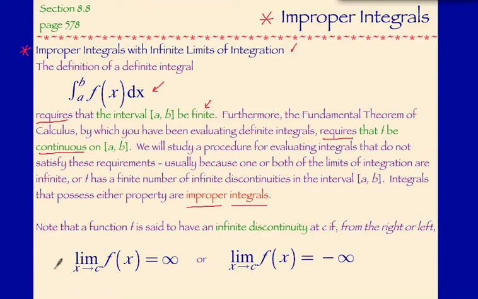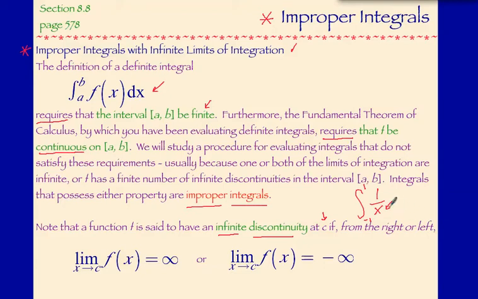A final note on this little introduction: note that a function is said to have an infinite discontinuity at c if, from the right or left, as you're approaching c in this function, the function value is approaching infinity or negative infinity. This usually happens at asymptotes. Let's say you have the function 1 over x. Maybe you're trying to evaluate from -1 to 1, but you know there's a discontinuity at c.